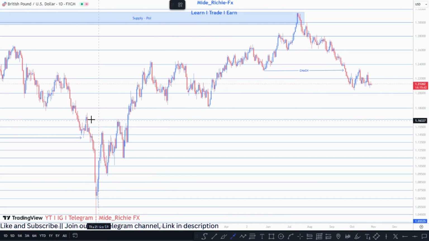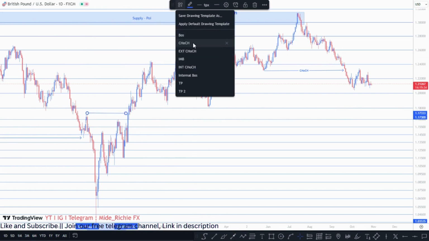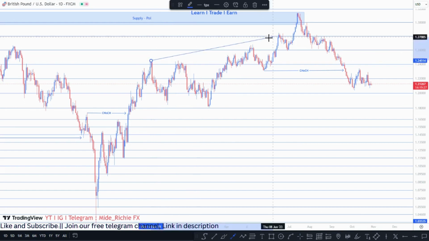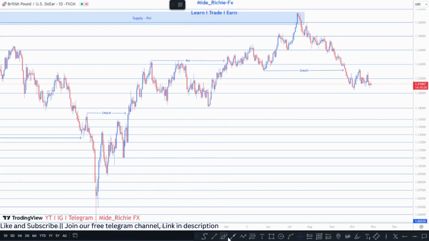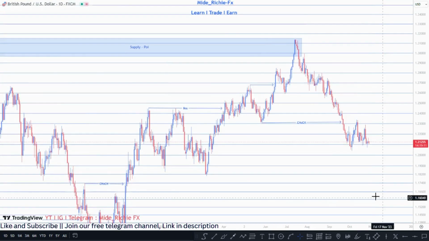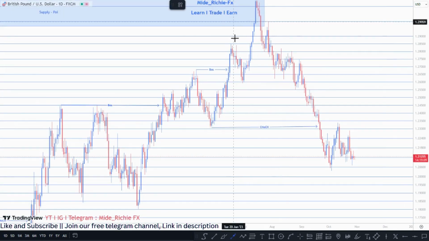Let's see what the market is about to do, or let's see what the market is cooking for us, or what the market has cooked. I'm kidding, though. We had a nice break of structure right there, and a break of structure right here. We have another break of structure right here, another one right there, and then this mini break of structure right here.